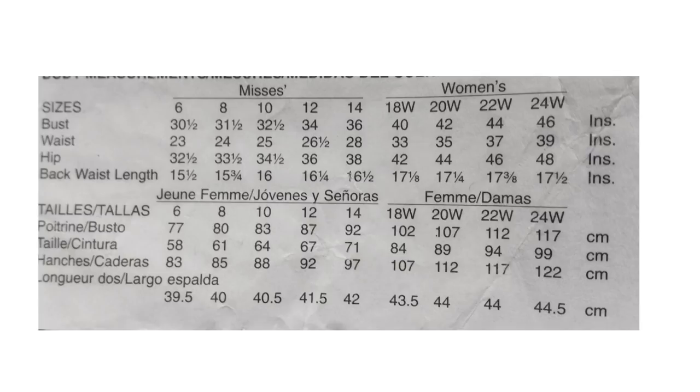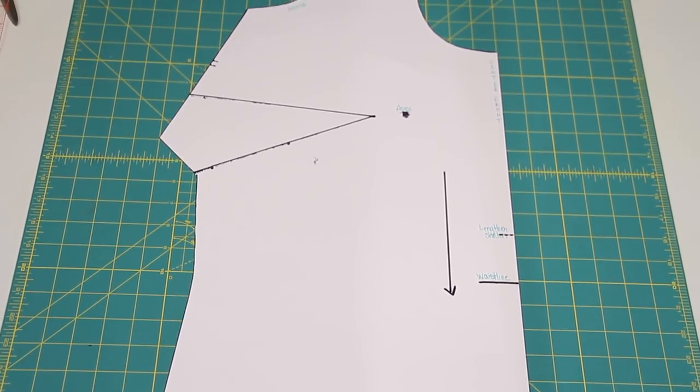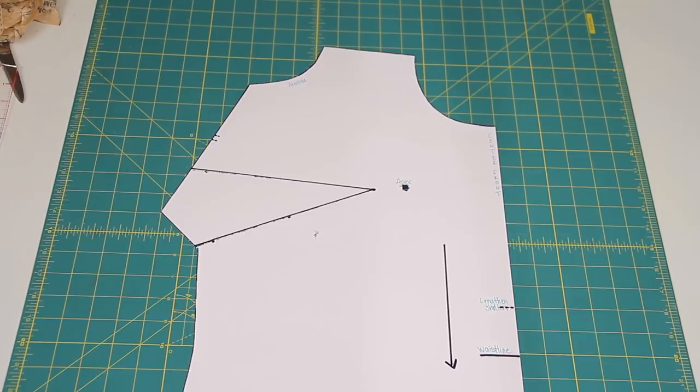So let's say my waist measures a size 18. That's the pattern piece that I'll cut out. Trace the tissue paper onto a sturdy piece of paper or poster. You don't want anything flimsy.